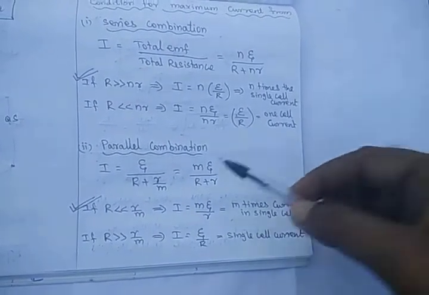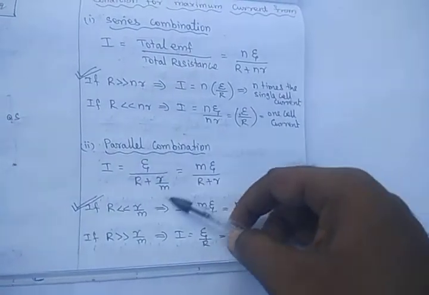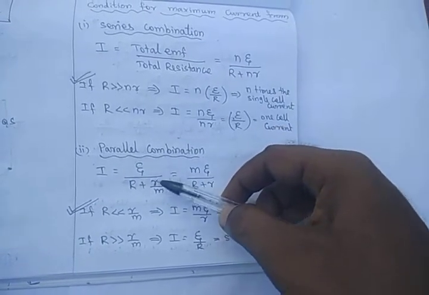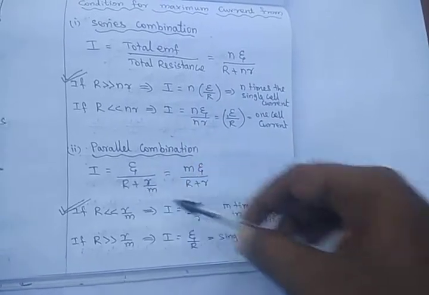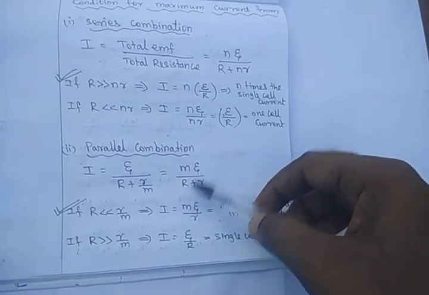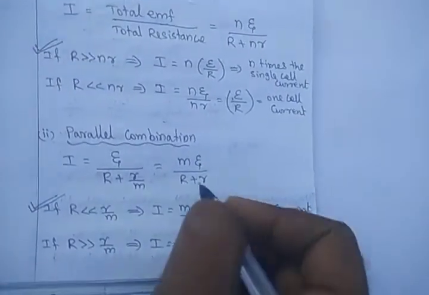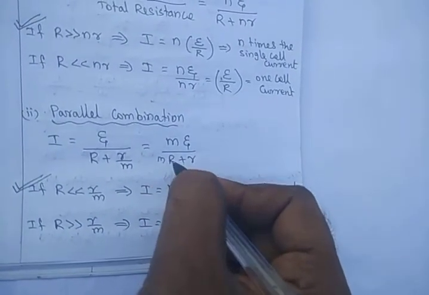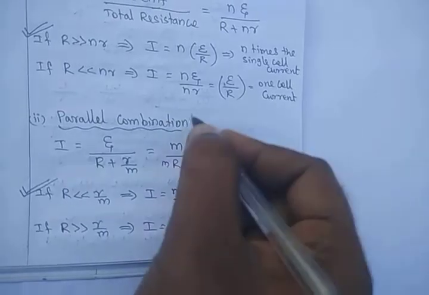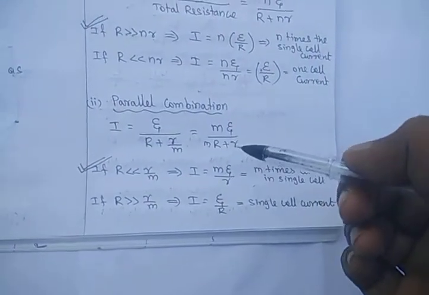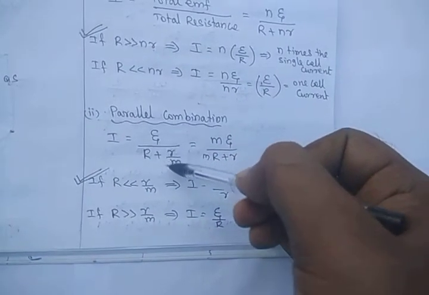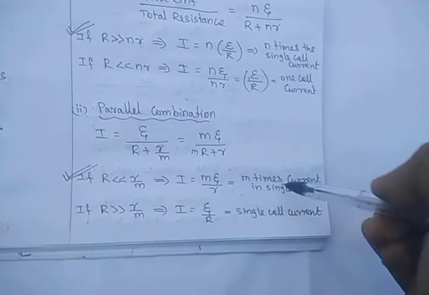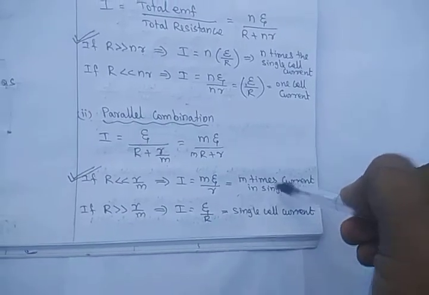If you take the reciprocal, we get the internal resistance of the cells connected in parallel combination is r by m. So if you take the LCM, the m will come to the numerator. So very simple, students: if the external resistance is very much less than the internal combination resistance, we get the maximum current. So very simple students, this is one more question for you.